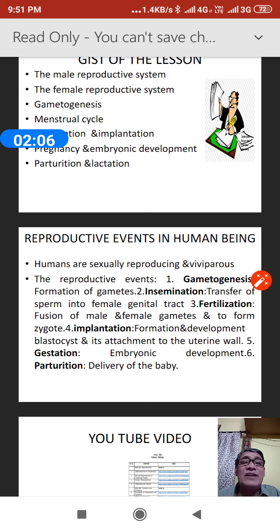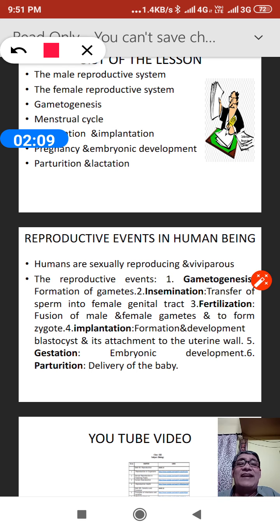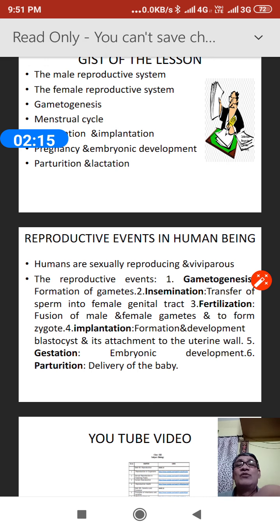What do you mean by the term gametogenesis? Gametogenesis covers the concept of the formation of gametes. Insemination means the sperm is transferred into the female genital tract. The third one is fertilization. Everybody knows the fusion of male and female gametes is the process of fertilization, to form the zygote.